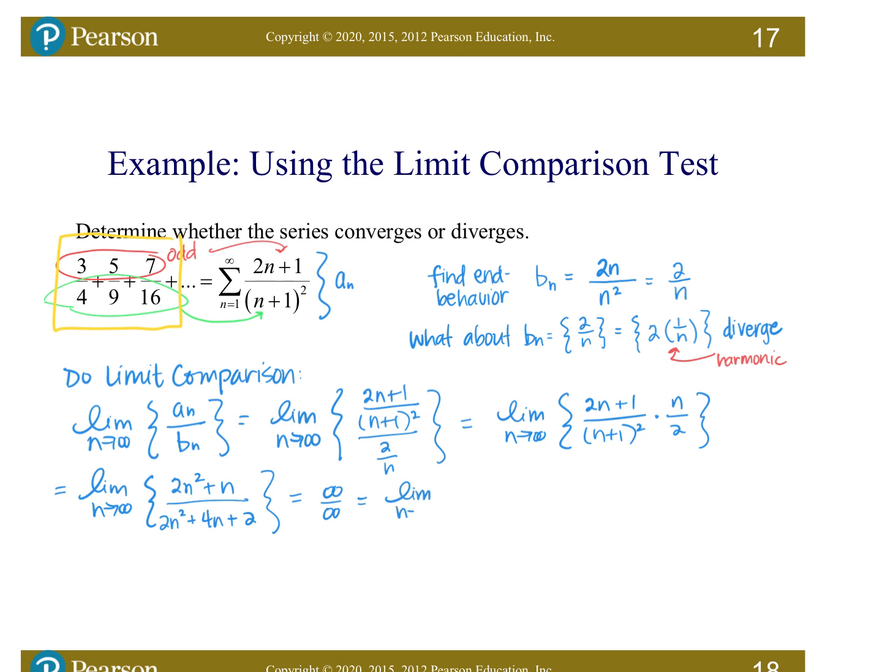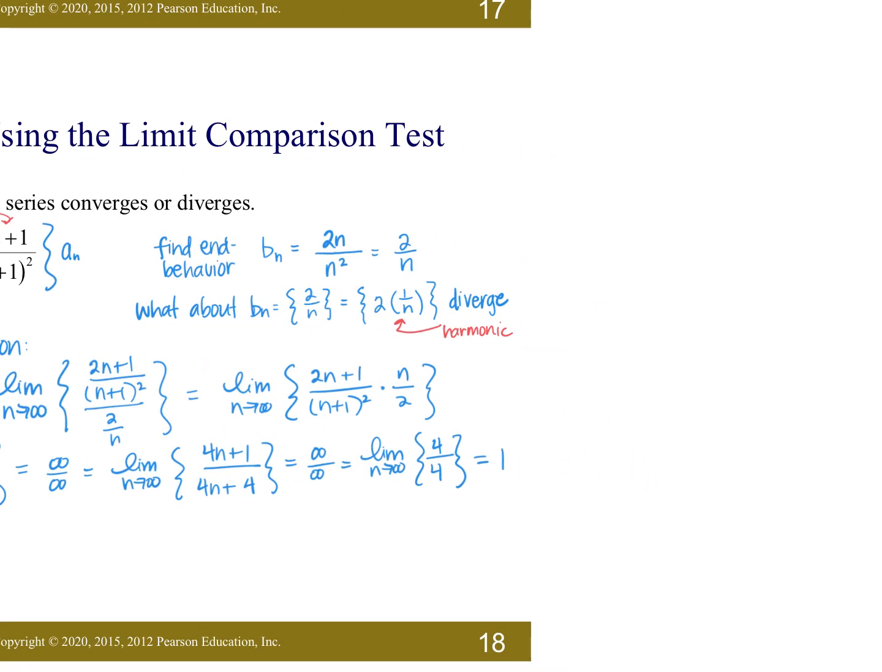So we'll go back to L'Hopital, and that will get us 4n plus 1 over 4n plus 4, which is still infinity over infinity. So one more time to L'Hopital, which is going to give me 4 over 4, which will give me the value of 1.